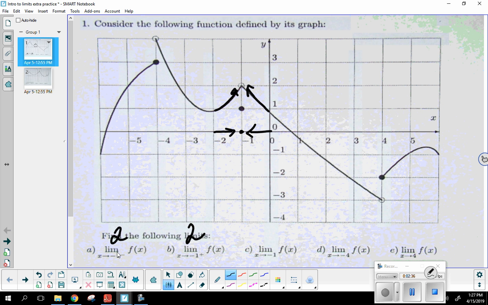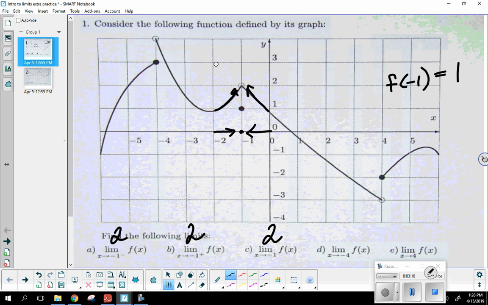It is 2. Now be careful. If I were to evaluate the function, let's just call this function f, at -1, then it would be what? 1. Okay. But what the y values actually approach, remember one of the ideas that we talked about was it doesn't have to be necessarily defined at that location in order for the limit to exist. You guys okay with that? Okay. Well, what about the limit as x approaches -4?